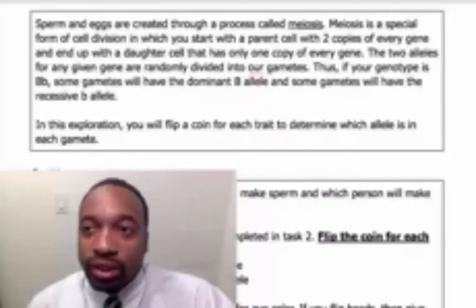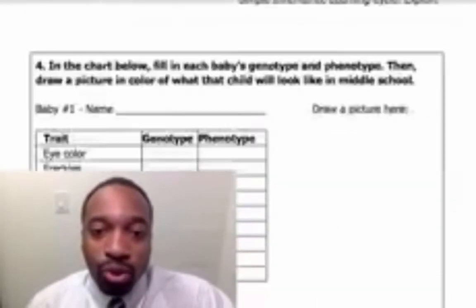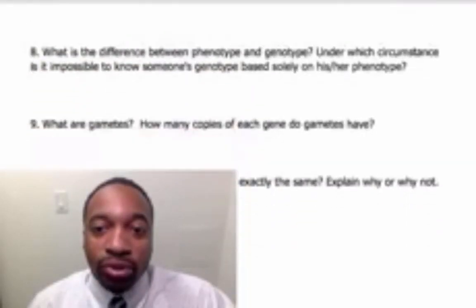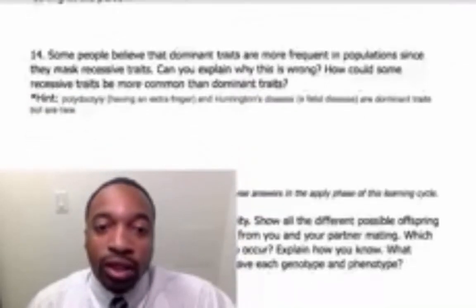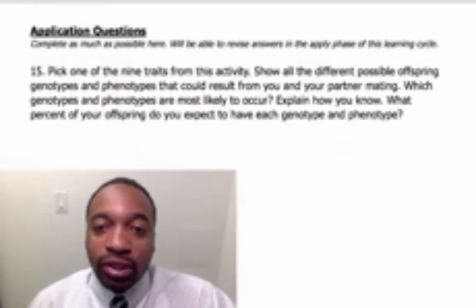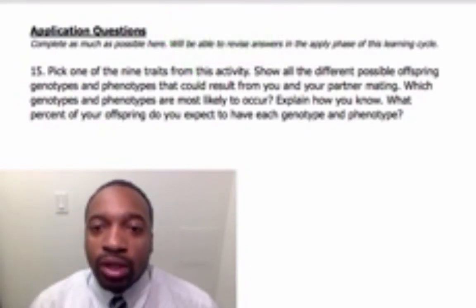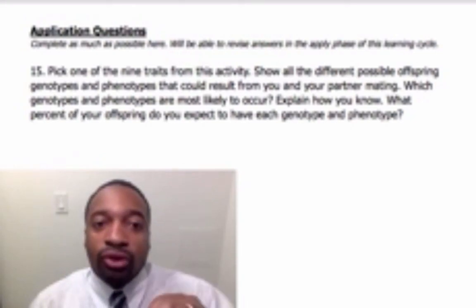At the end of this lab, there's some questions. So I want you to answer these questions. I have an answer key, but I want you to try them out first. And then the last questions are application level questions. You may or may not be successful. I want you to try your best. And then we will do some more steps in the learning cycle and then see if you can revise your answer to these questions.